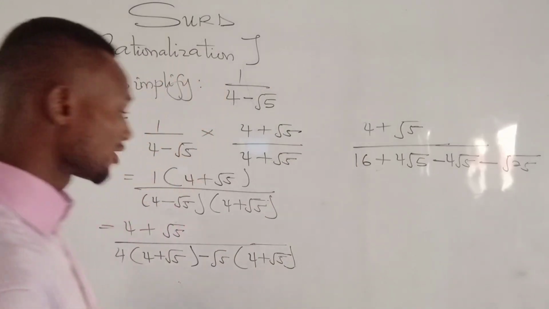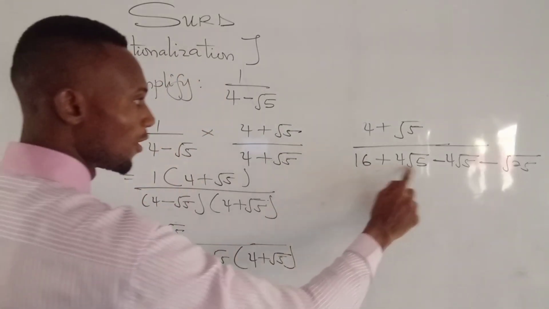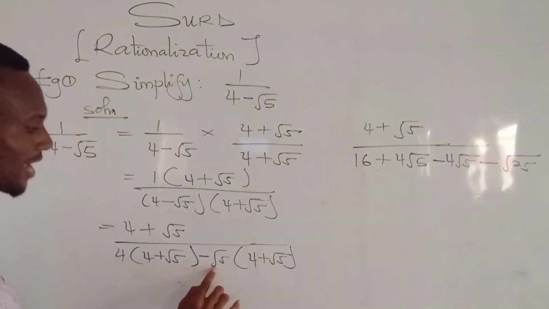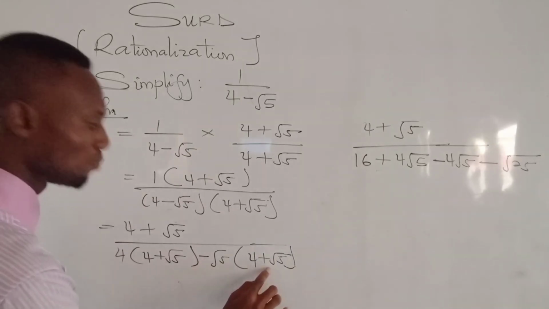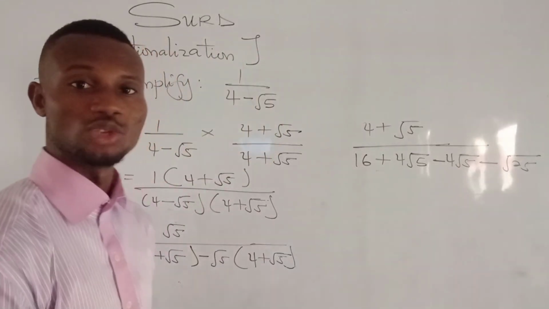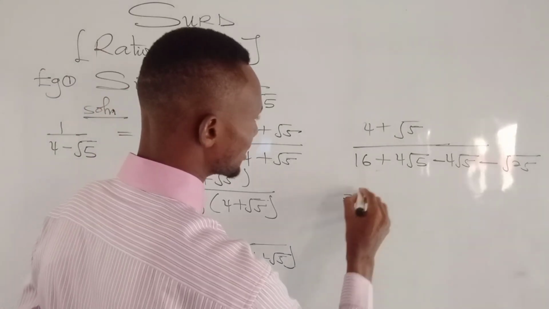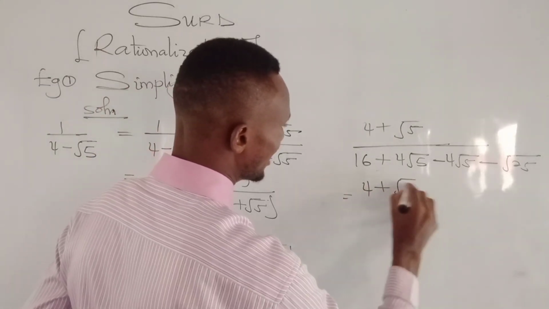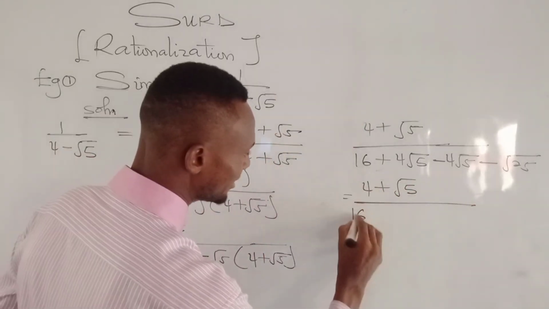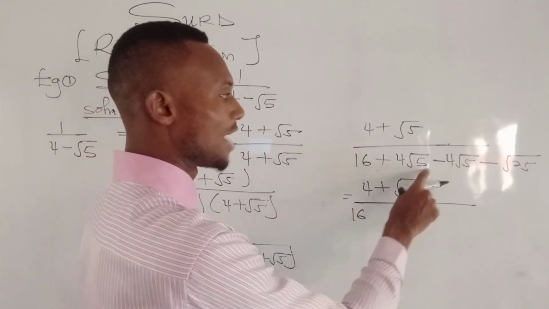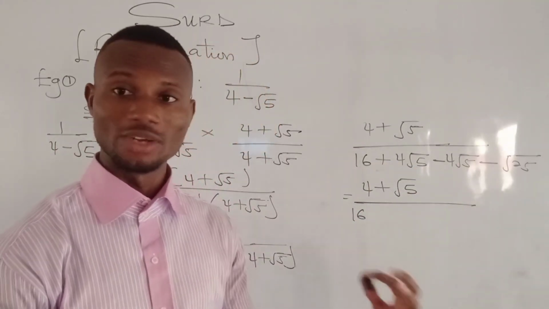So here's what we did. 4 times 4, 16. 4 times root 5 gives 4 root 5. Minus root 5 times 4 gives minus 4 root 5, and minus root 5 times root 5 gives minus root 25. So let's simplify further. I'm going to repeat my 4 plus root 5 at the numerator, all over the denominator I have my 16. You can see that this 4 root 5 and this minus 4 root 5 are like terms that we can simplify.